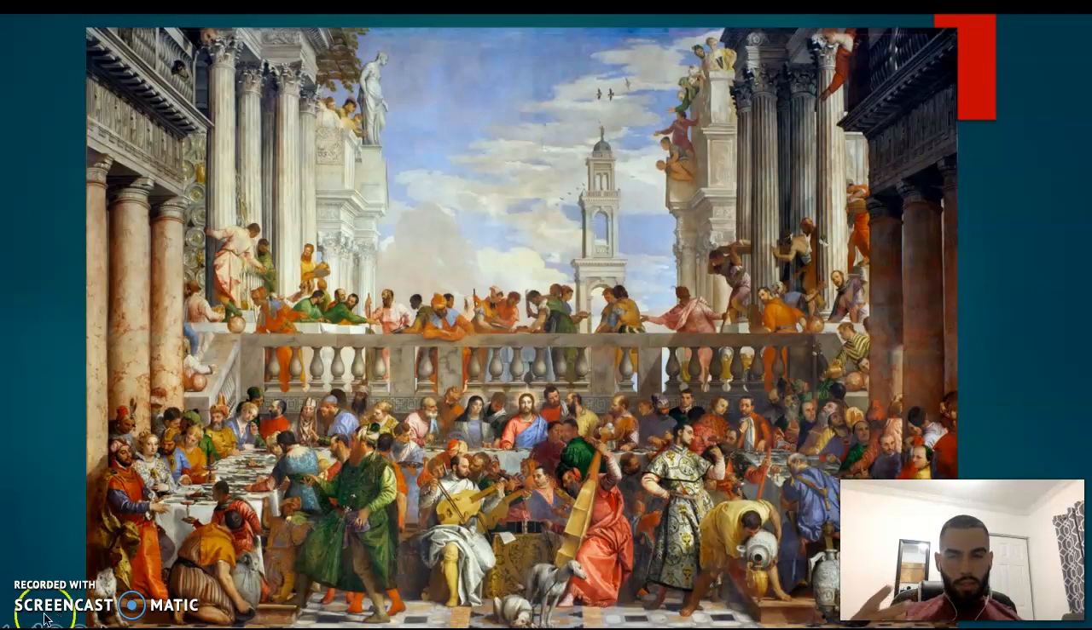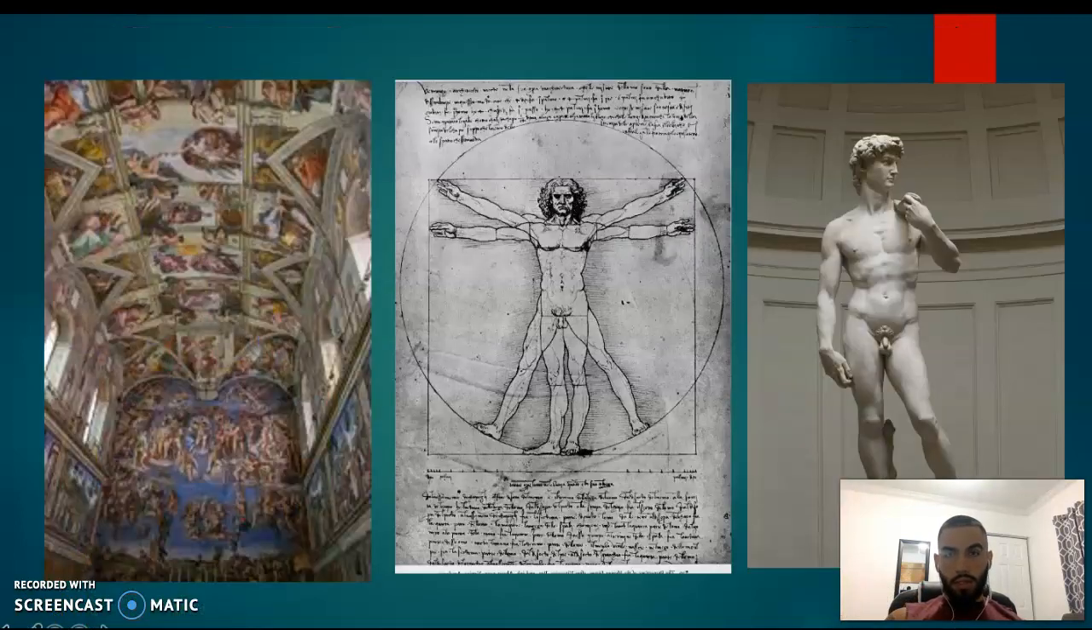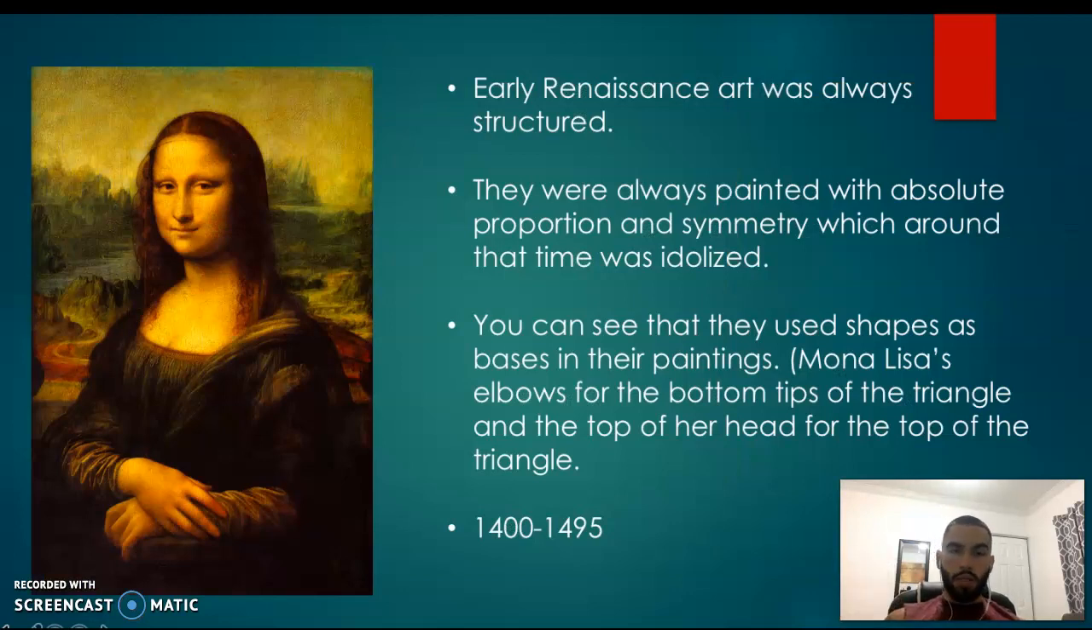But if you want to stick to tradition, these are the main pieces. I know everybody knows the Mona Lisa. I'm tired of seeing her.